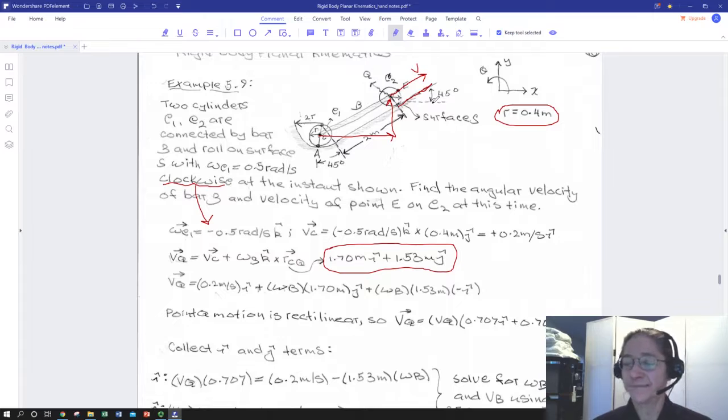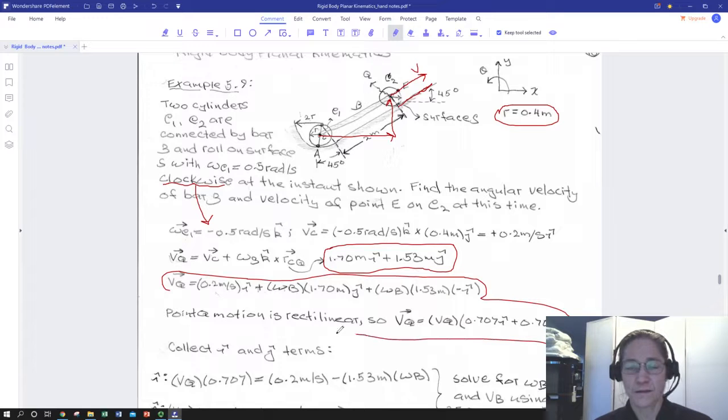45 degrees. So I may not know the magnitude, but I sure know the direction. And it's got an I hat and a J hat component. So now I have two equations effectively from this expression, and only two unknowns. I have the magnitude of VQ and I have omega B.